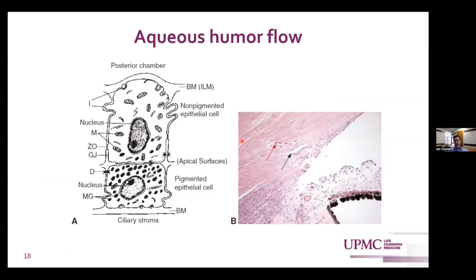So this is that double layer of epithelium I was talking about. There's a non-pigmented layer that faces the posterior chamber where the aqueous is secreted, and then there's the pigmented layer. The pigmented layer is what takes up energy in cyclodestructive procedures, for example.